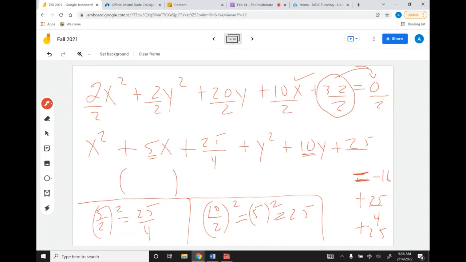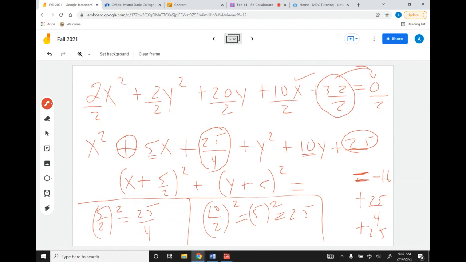So now I'm going to write this. And hopefully I can come up with a number there. Now, what goes inside the parentheses? Well, I'm going to write x. Then I'm going to write the sign that goes here. What is this number? Well, what is the square root of 25 over 4? It is 5 over 2, okay? Then here on the other side, I write y plus, what's the square root of 25? 5.